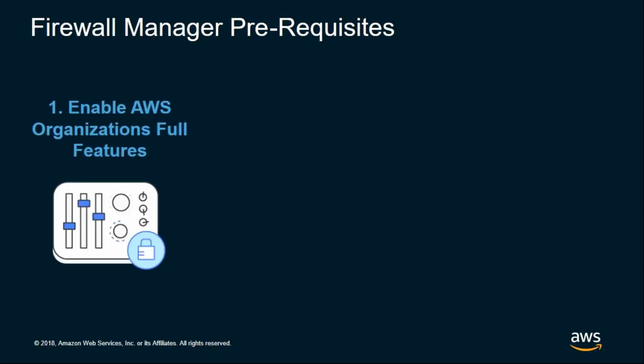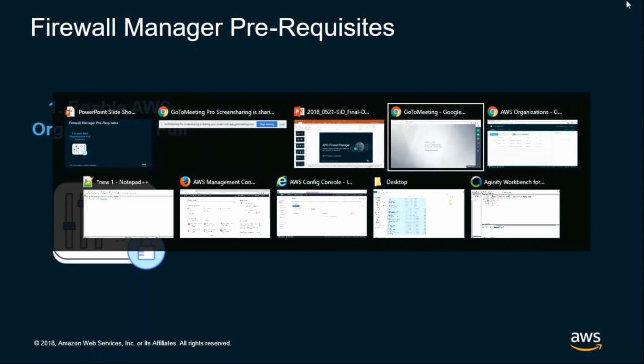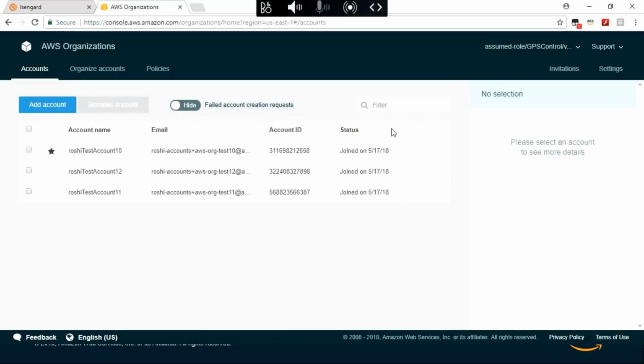First thing that you do is you enable AWS Organizations full features. As I've been talking about multiple times, Firewall Manager is integrated with Organizations. What that means is that using Organizations is a prerequisite. Now, some of you might already know this, but when you have multiple accounts or a consolidated billing hierarchy, you are by default using Organizations, but you are not using Organizations full features, which allows AWS services to get the permissions to create policies across accounts.